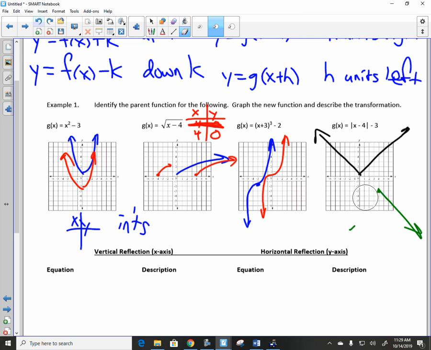Oh, I put it upside down. I ate a bowl of stupid for breakfast.